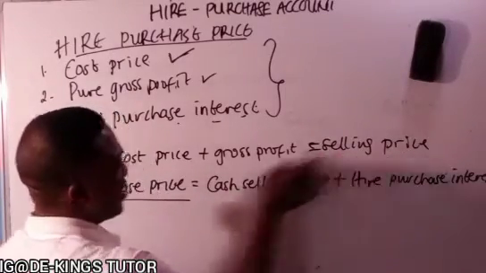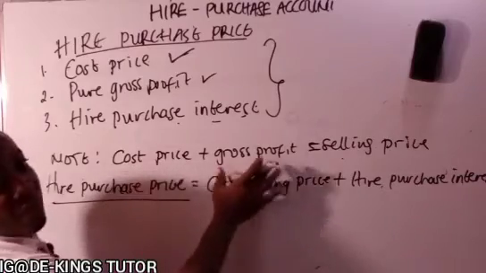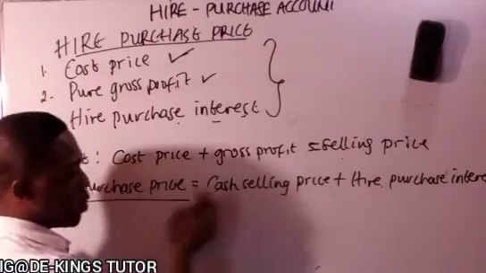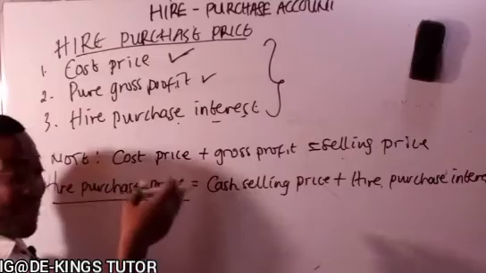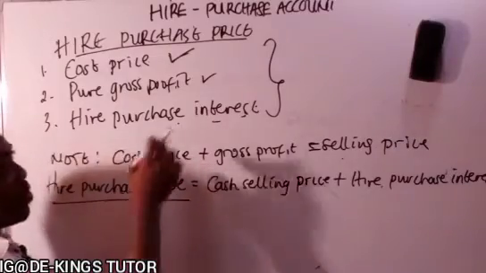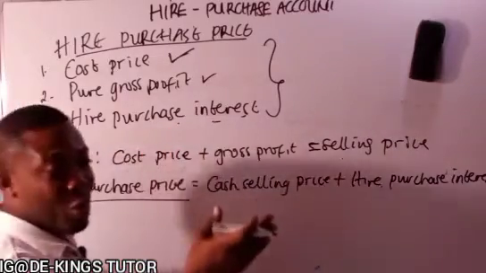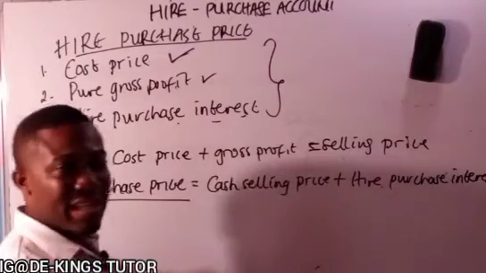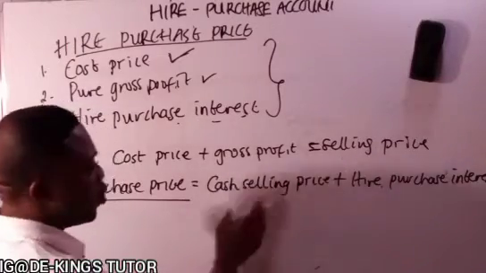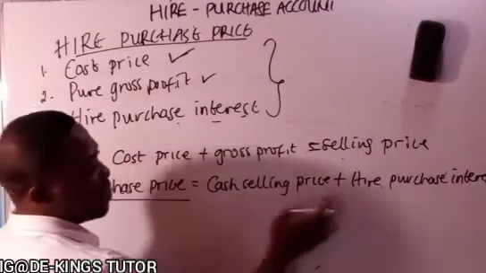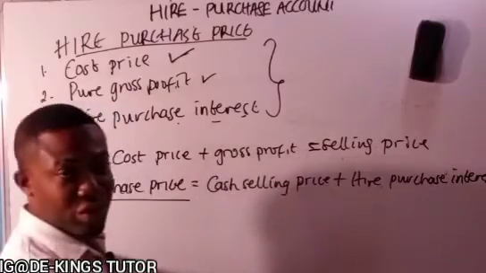So the selling price is cost price plus gross profit. That's normal selling price. So the hire purchase price is different from the normal selling price. I said it before, because of the interest. Why? Because you're not making a payment immediately. So the hire purchase price is the selling price plus the hire purchase interest.